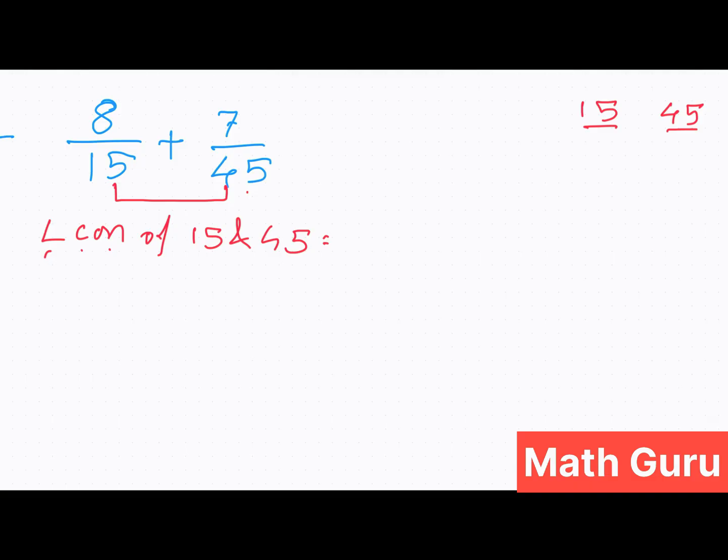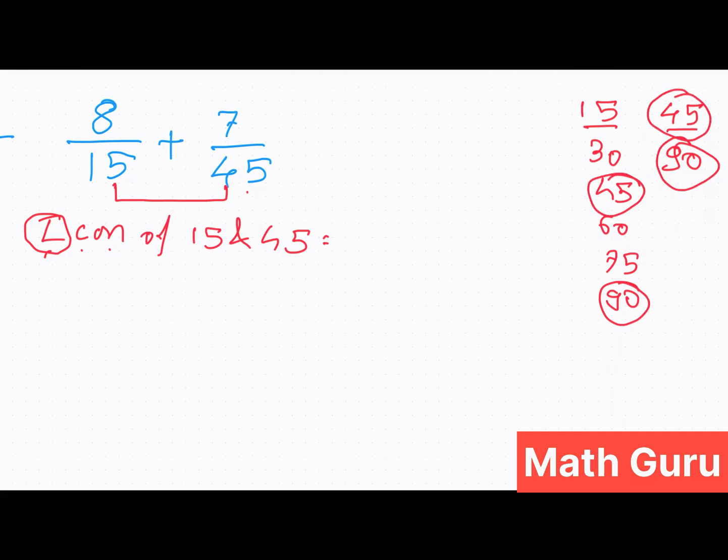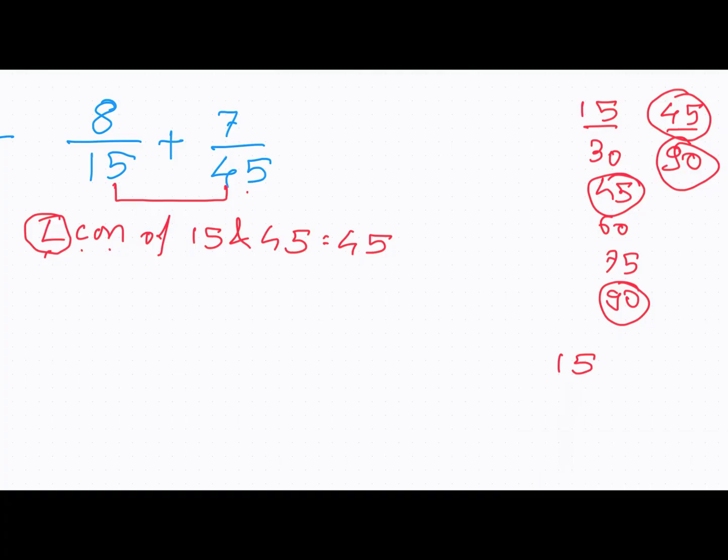There will be a lot of numbers which will come in both the tables, but we have to find the LCM, least common multiple. So if you write down a few numbers of both the tables, you will see that there will be many terms which will be the same, but you have to select the first term, that is the least common multiple. So what is the LCM? LCM is 45 here.